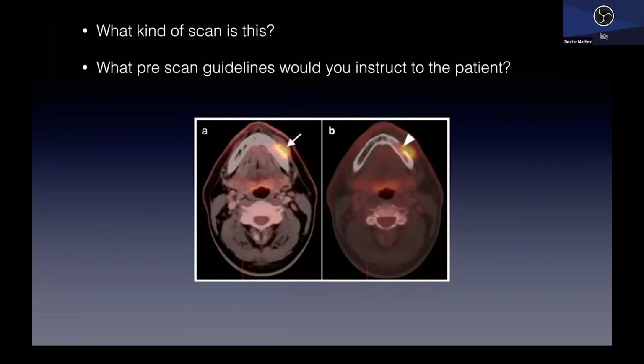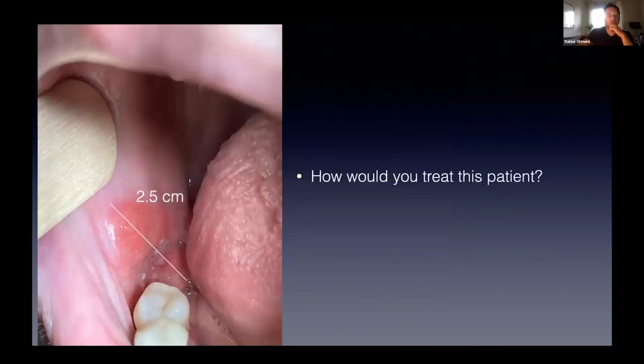Okay. All right. So how would you treat this? Can you go ahead and give me your clinical stage and your TNM staging for this? So a 2.5 centimeter lesion with a depth of invasion of 2.5 millimeters.